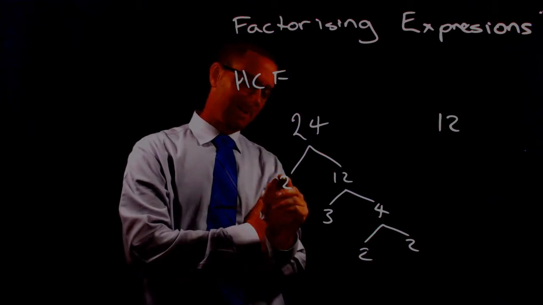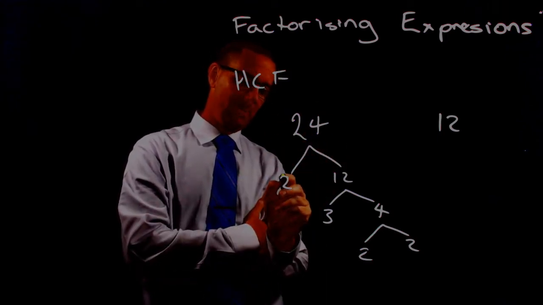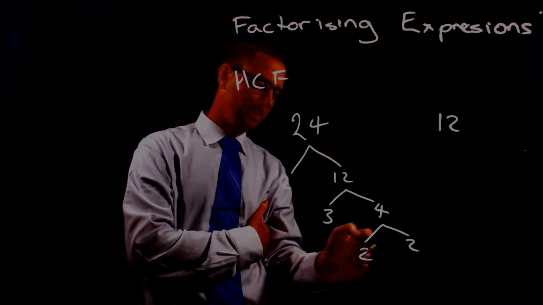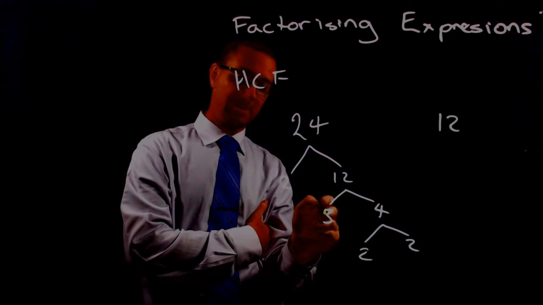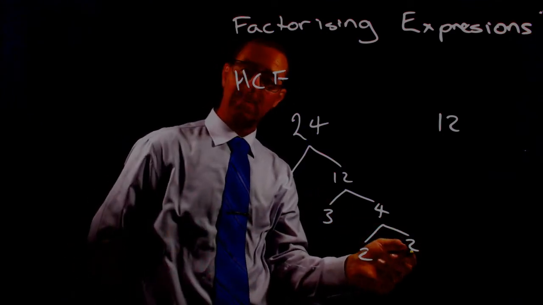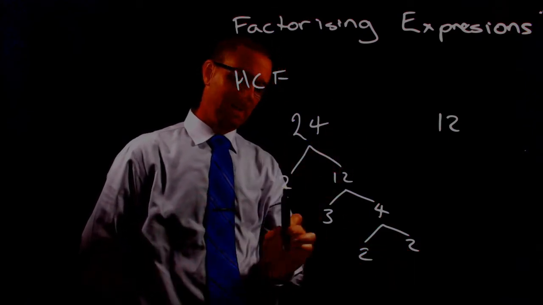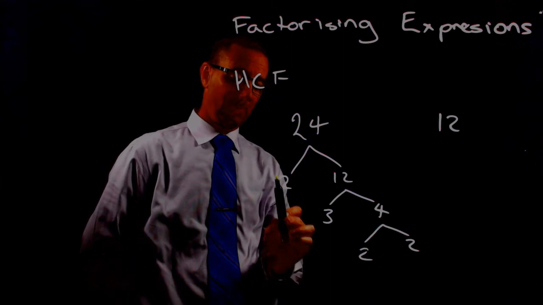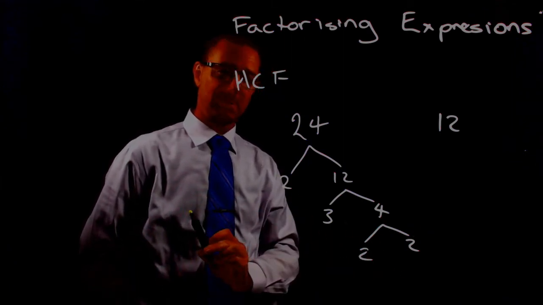And so you can now see that our prime factors for 24 would be 2 times 3 times 2 times 2. So 2 times 3 would be 6. 6 times 2 would give us 12. 12 times 2 would give us 24. And so the prime factors of 24 are going to be 2 times 2 times 2 times 3.